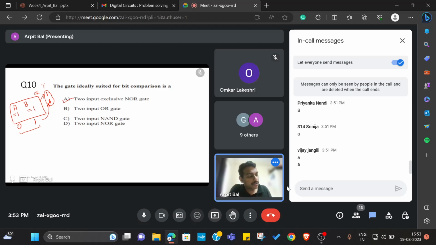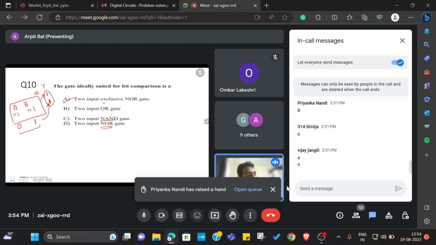The same thing is going to happen for a NAND gate as well. You can verify taking examples on your own. And similarly, even NOR gate is going to do the same thing. So if any gate is unable to distinguish whether the inputs that you are giving to it are the same or different, then it cannot be used for bit comparison, right?